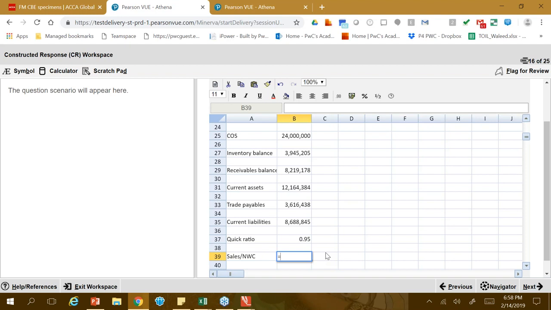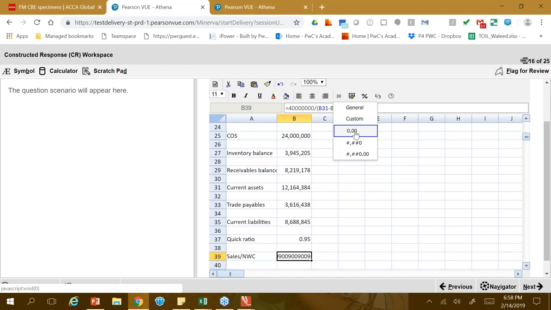Sales was 40 million. So 40 million over current assets minus current liabilities, which was in B31, minus the current liabilities of B35. That is the sales to net working capital ratio, and it now comes out to be 11.51. So sales to net working capital, which is current assets minus the current liabilities, is 11.51.